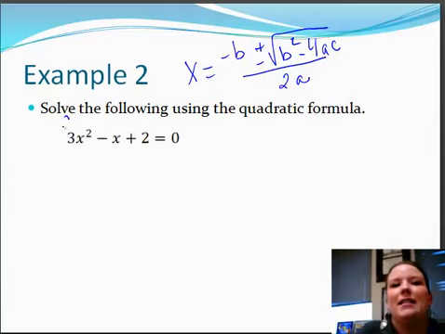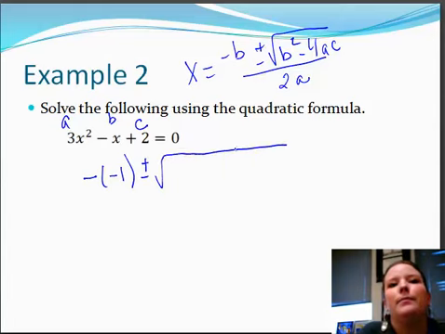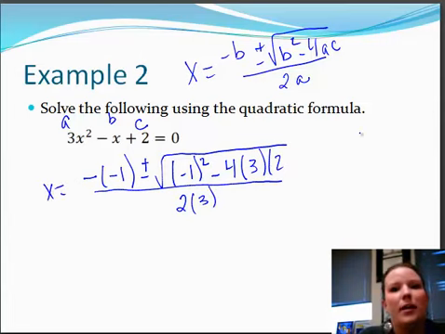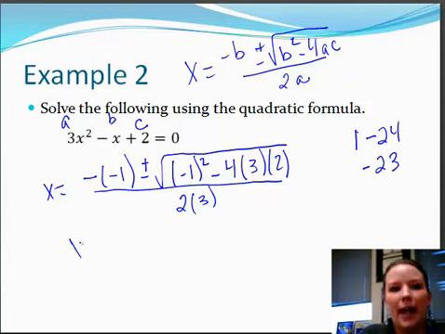Alright, so this is a, b, and c. So we have negative 1 plus or minus the square root of negative 1 squared minus 4 times 3 times 2 all over 2 times 3. Okay, now we need to simplify that. So negative 1 squared is 1, 4 times 3 is 12, times 2 is 24, so we're doing 1 minus 24, which would be negative 23.